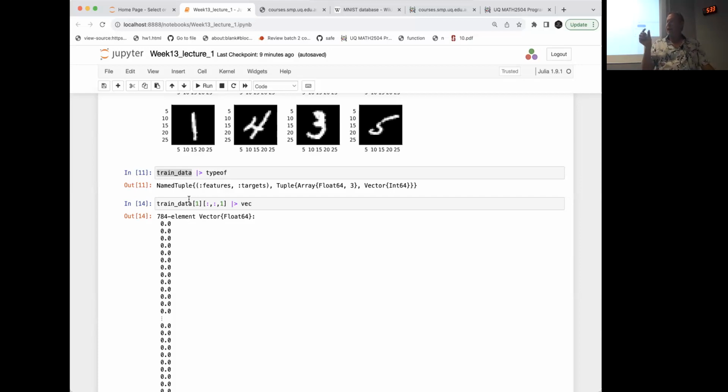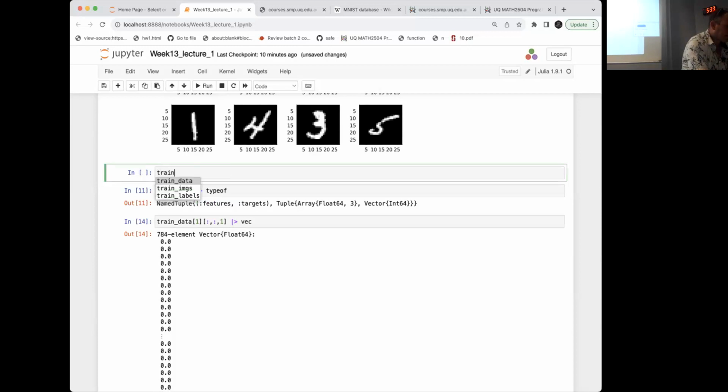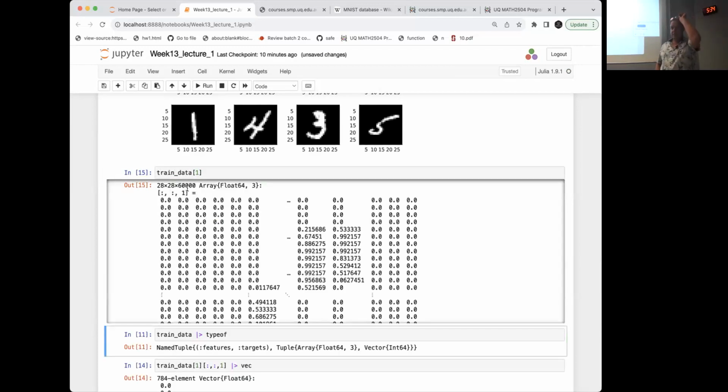Yeah, and if you have color, then the tensor would not be 28 by 28 by 60,000. It would be 3 by 28 by 28 by 60,000.